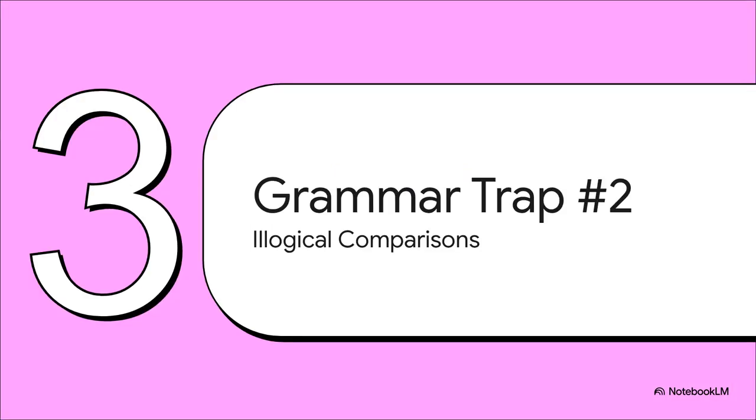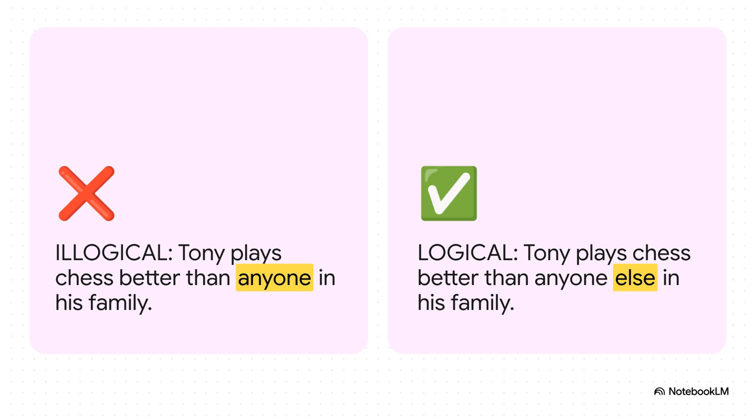All right, let's talk about grammar trap number 2. This one is, well, it's just plain illogical. This is what happens when you accidentally compare something to a group that it's already in. It sounds weird, and it creates this little logical paradox. Okay, check this out. Tony plays chess better than anyone in his family. Now, wait a minute. Think about that. Isn't Tony part of his own family? Yeah. So what you're technically saying is that Tony plays chess better than himself, which makes zero sense, right?